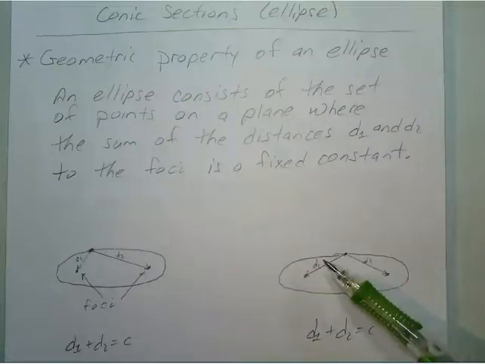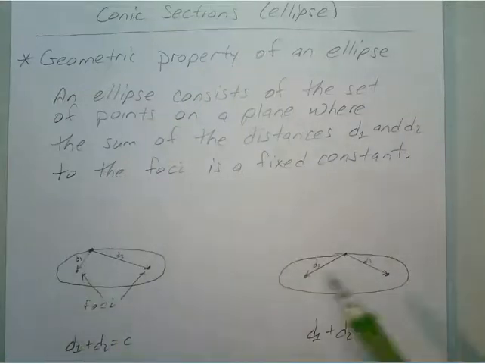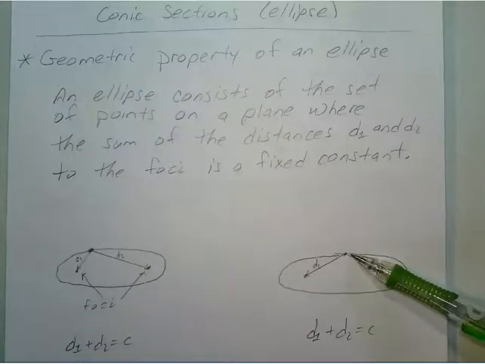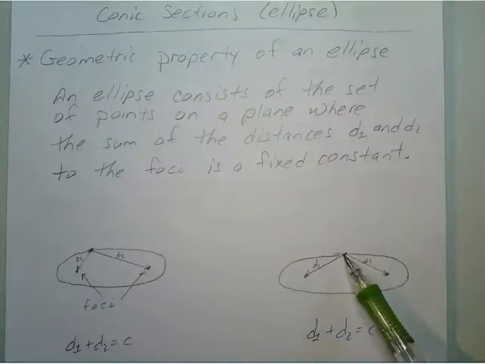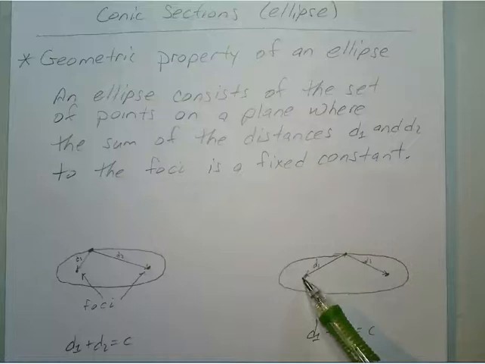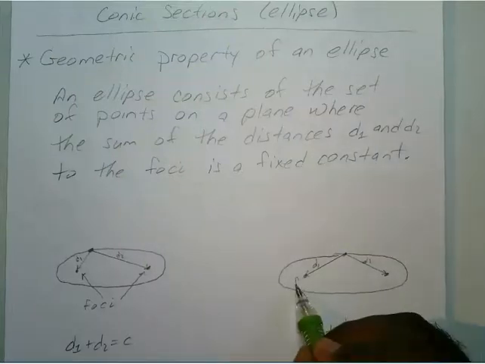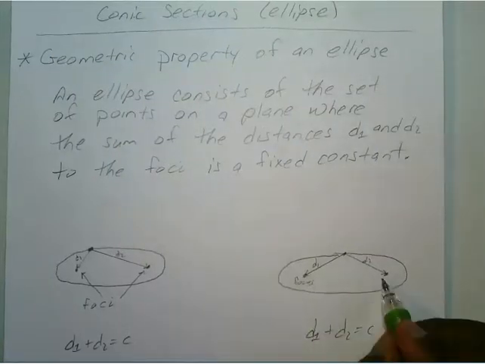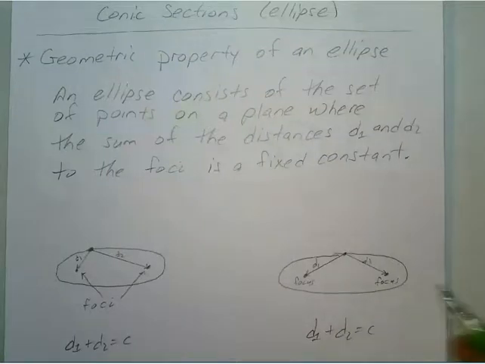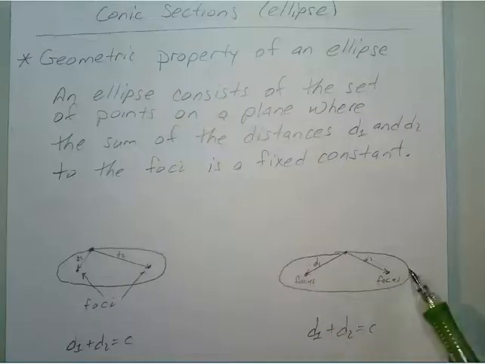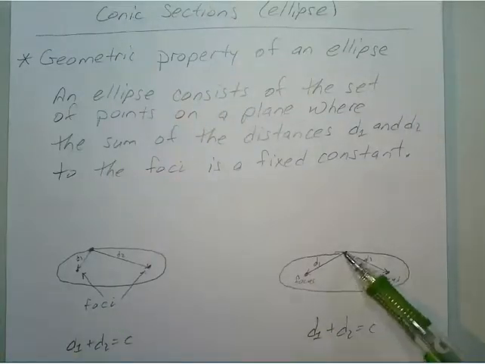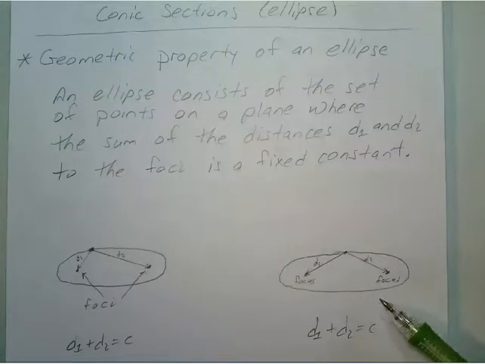Same thing here. If we stopped here and put our point there, the distance from this point to this focus, and this focus. Remember, the plural of focus is foci. When you're talking about one, it's a focus. When you're talking about both, it's foci. If we add those distances together, we will have a fixed constant.